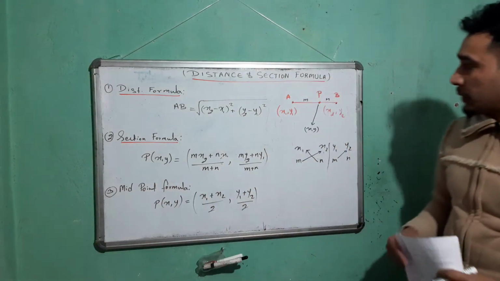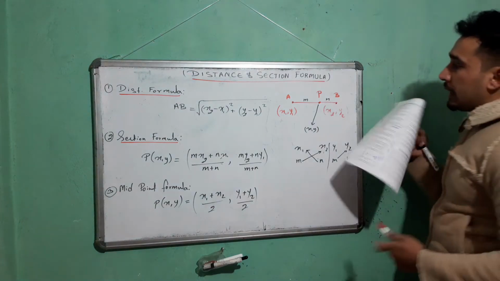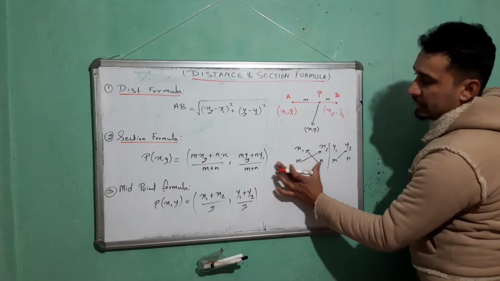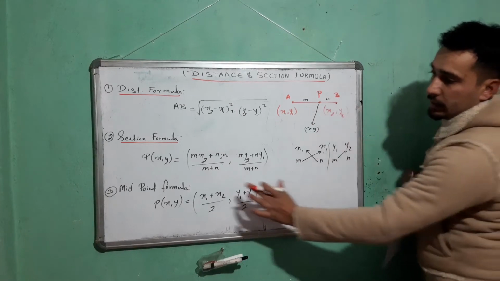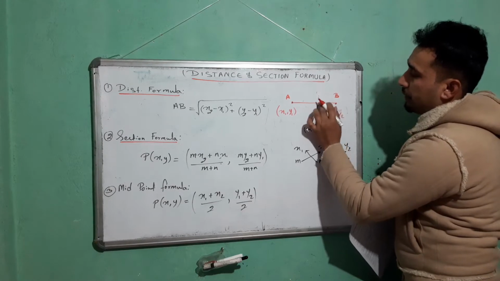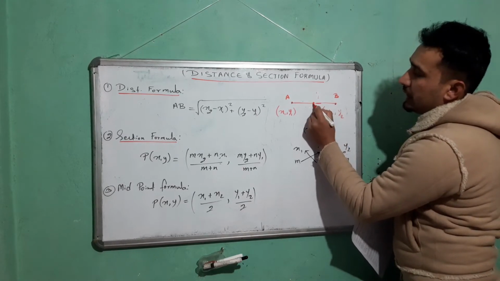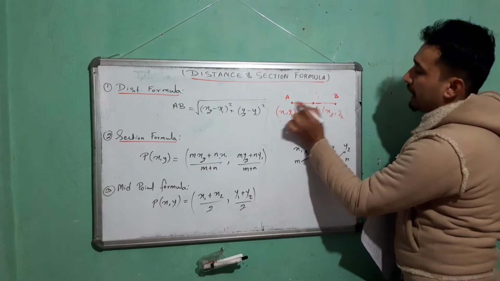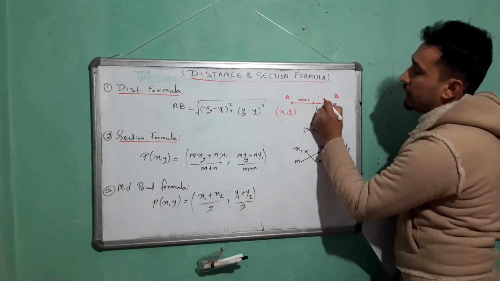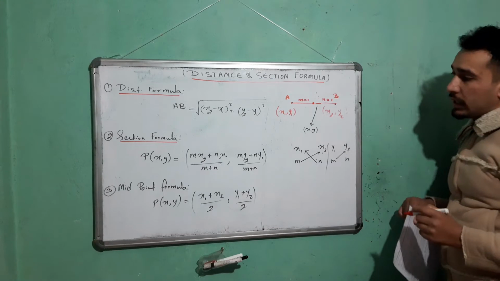Next, the midpoint formula. Beside the section formula, you draw another picture for the midpoint formula. Midpoint means P is at the center of A and B, so the value of m will be 1 and n will be 1. The ratio will be 1:1.